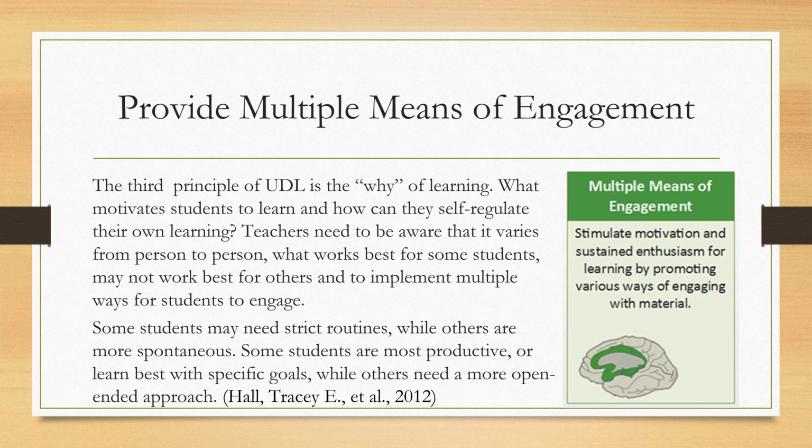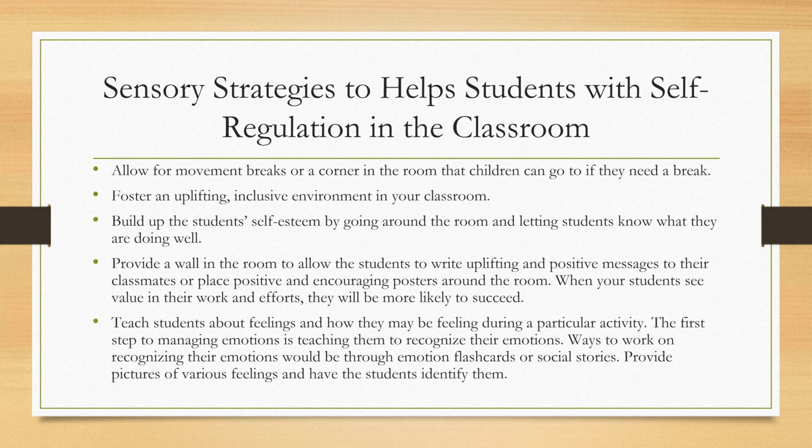Some students may need strict routines, while others are more spontaneous. Some students are most productive or learn best with specific goals, while others need a more open-ended approach. Sensory strategies to help students with self-regulation in the classroom. Allow for movement breaks or a corner in the room that children can go if they need a break. Foster an uplifting, inclusive environment in the classroom.